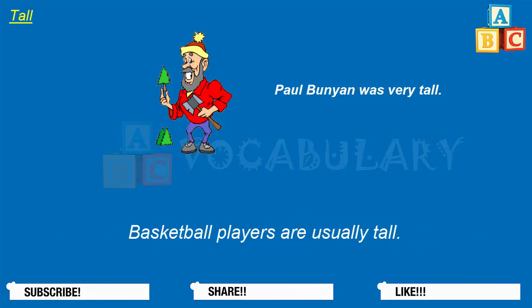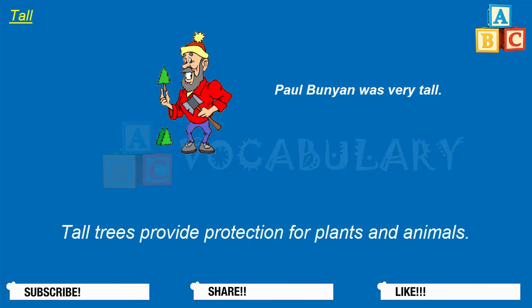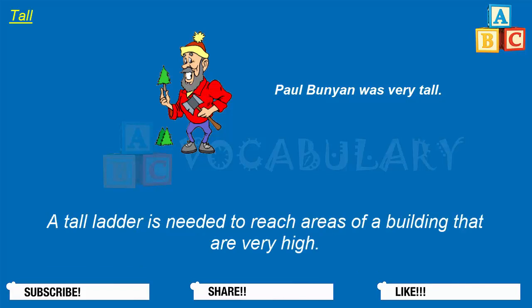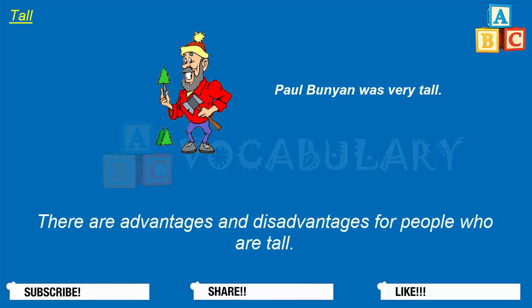Basketball players are usually tall. Tall trees provide protection for plants and animals. A tall ladder is needed to reach areas of a building that are very high. There are advantages and disadvantages for people who are tall.